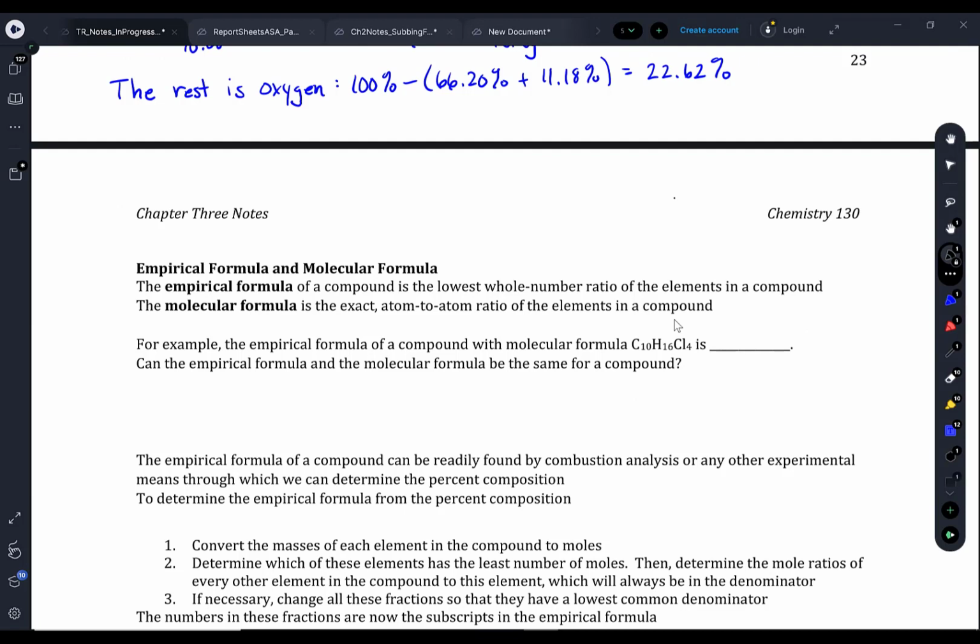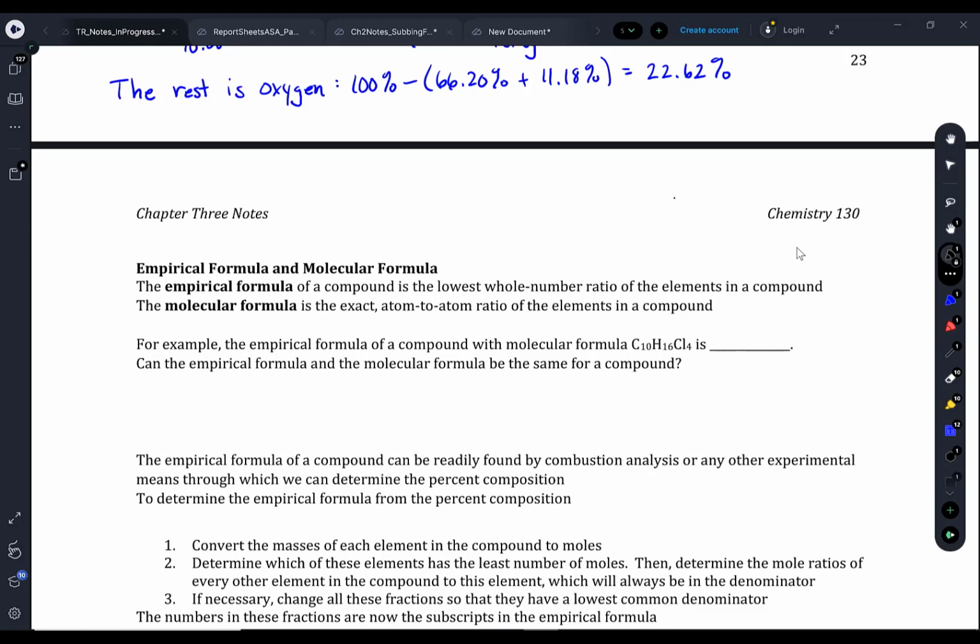So we looked at combustion analysis. And why is combustion analysis useful? It gives you the what? Percent composition. Good, good. At least for some elements, it does. Carbon, hydrogen, and oxygen. Now, what we can do with that information is we can determine the empirical formula. And if we have even more information, we can find the molecular formula.